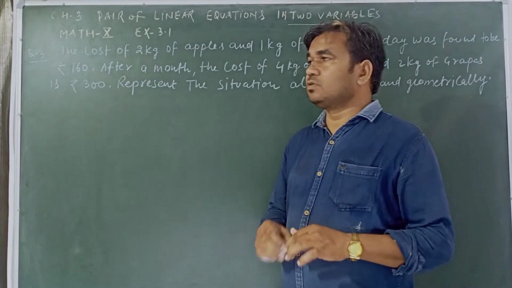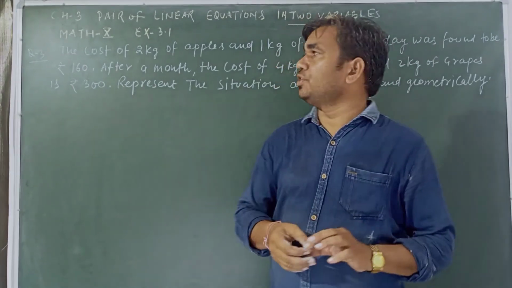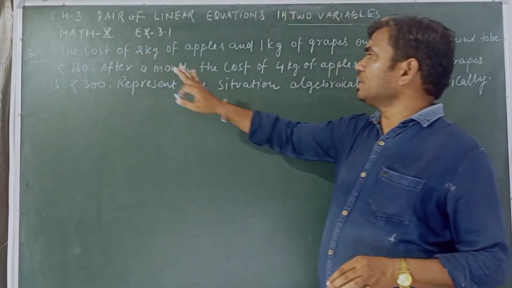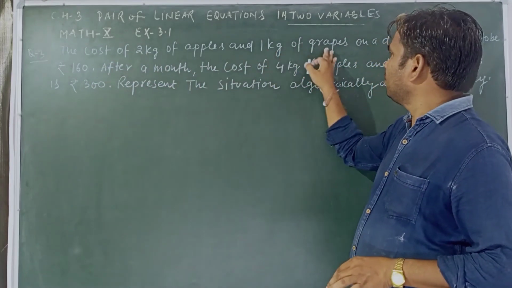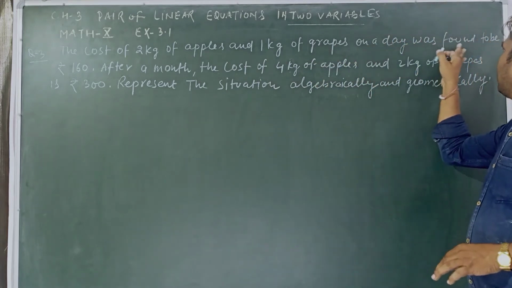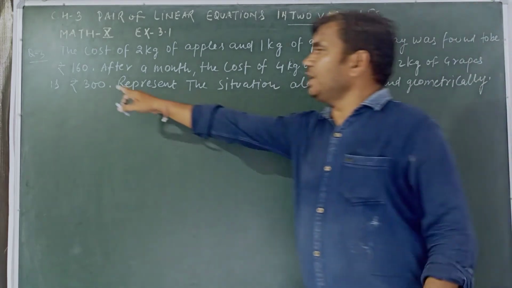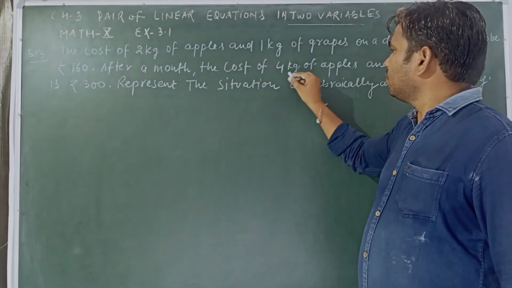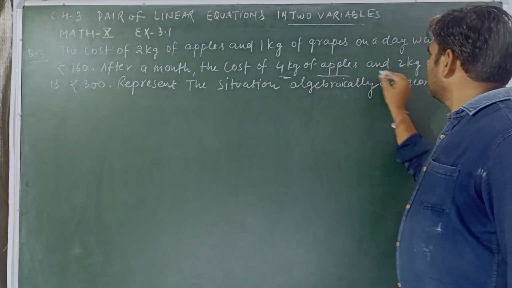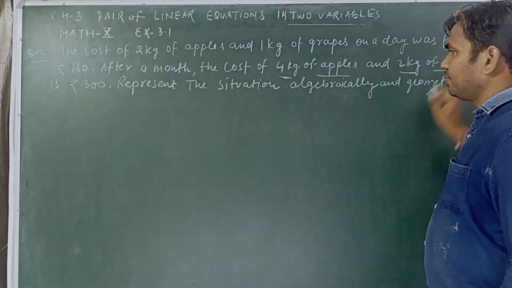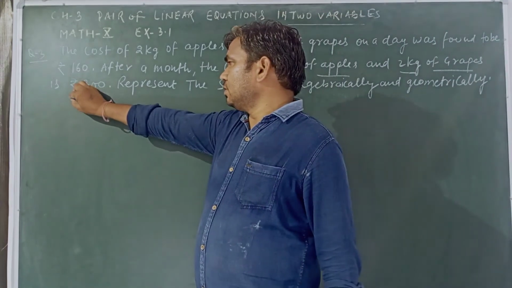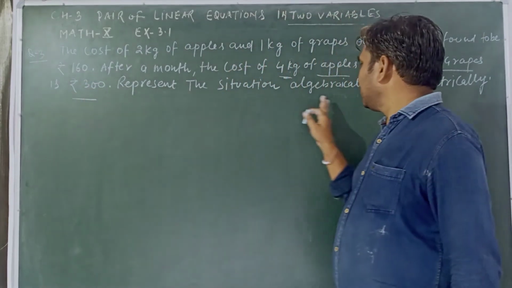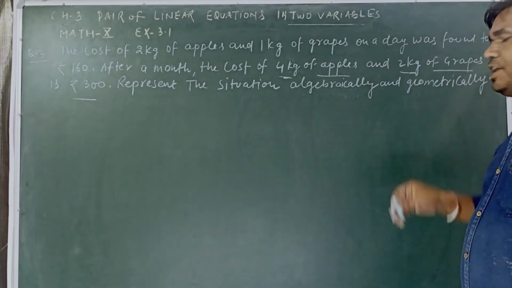Hello students, question number 3 of exercise 3.1. The question is that the cost of 2 kg of apples and 1 kg of grapes on a day was found to be rupees 160, and after a month the cost of 4 kg of apples and 2 kg of grapes was rupees 300. Represent the situation algebraically and geometrically.